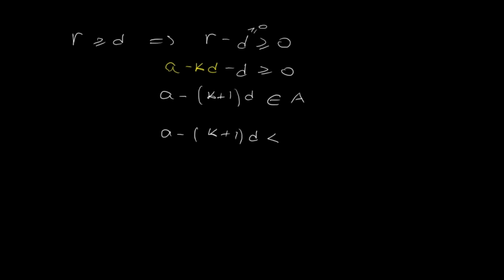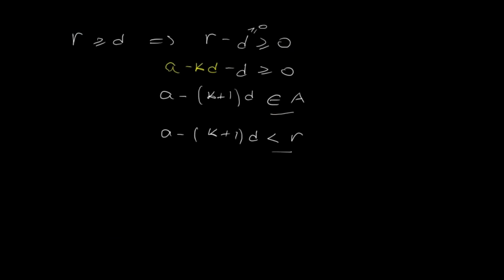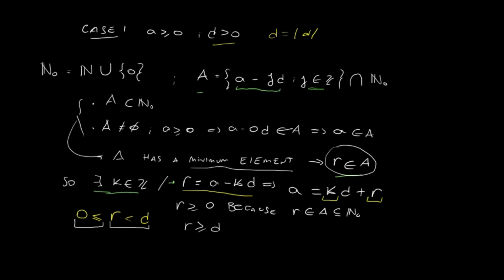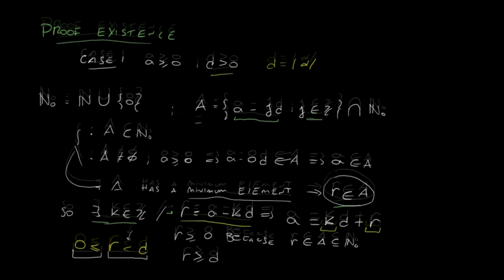So this is smaller than r. So we have an element of the set that's smaller than r. And we said before that r was this minimum element. So this is not possible. Then r is smaller than d. And it's what we had to prove here. So we have now finished with the case 1 on our proof.